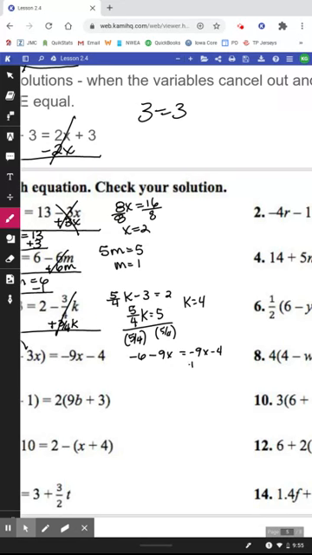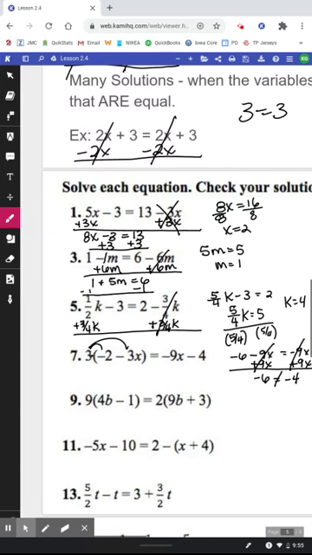After distribute, now I combine like terms. I want to move x to the left, so I'm going to plus 9x to both sides. And what do we notice? We're left with negative 6 equals negative 4. That is not true. So this one is our first no solution.